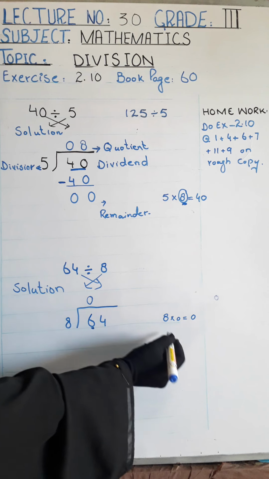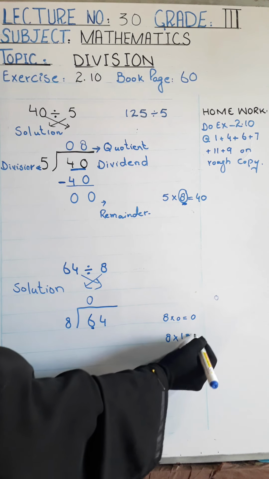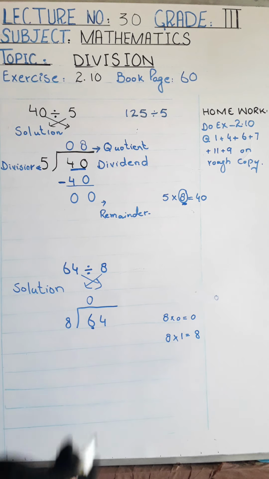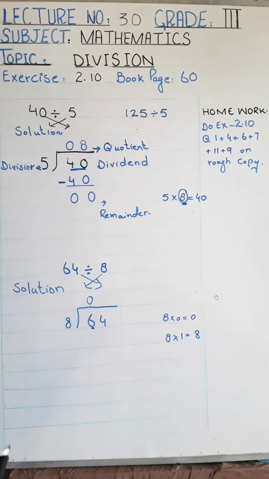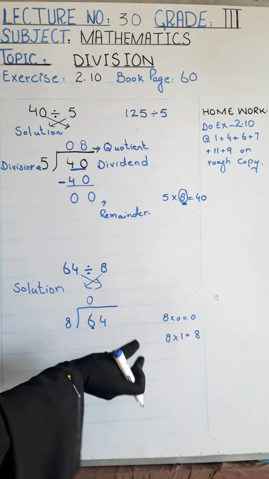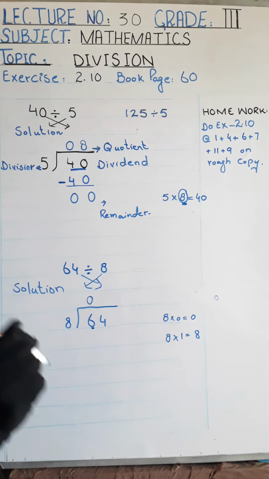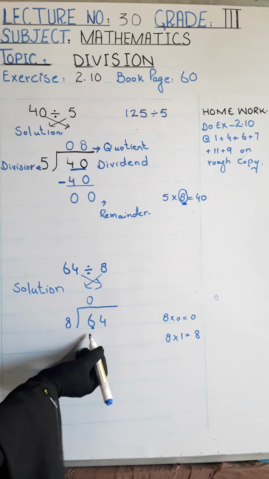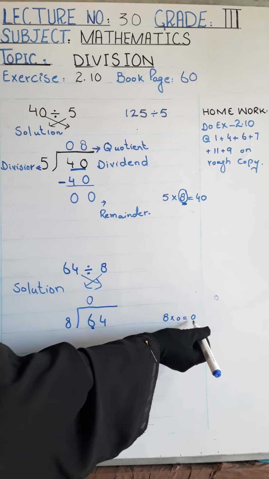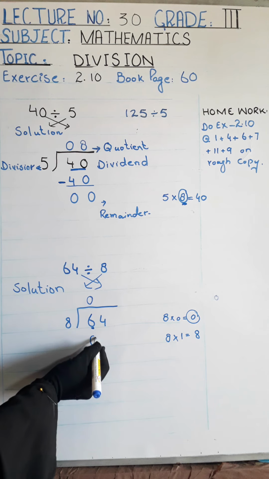Because if we write the table of 8 up to 1, 8 ones are 8, meaning here the answer is 0 or 8. 6 is not present in the table of 8. So what can we do? We take the nearest number to 6, the nearest but smaller one, not the greater one. You people can't subtract 8 from 6. So we just select 0. So you can write it 0 like this.